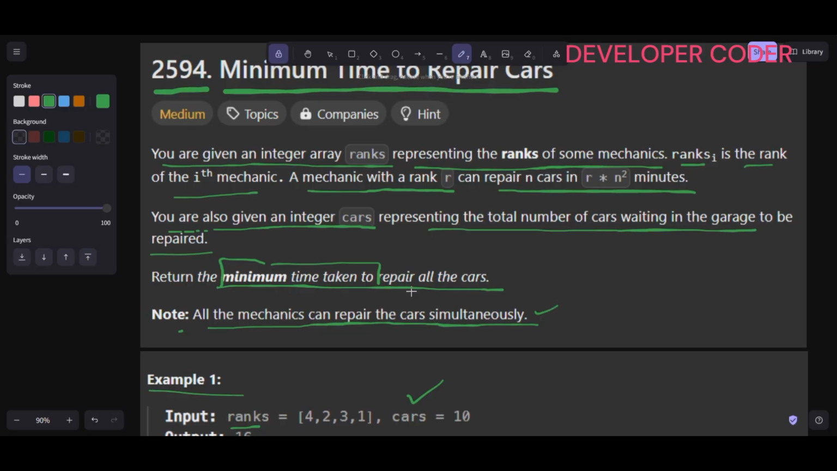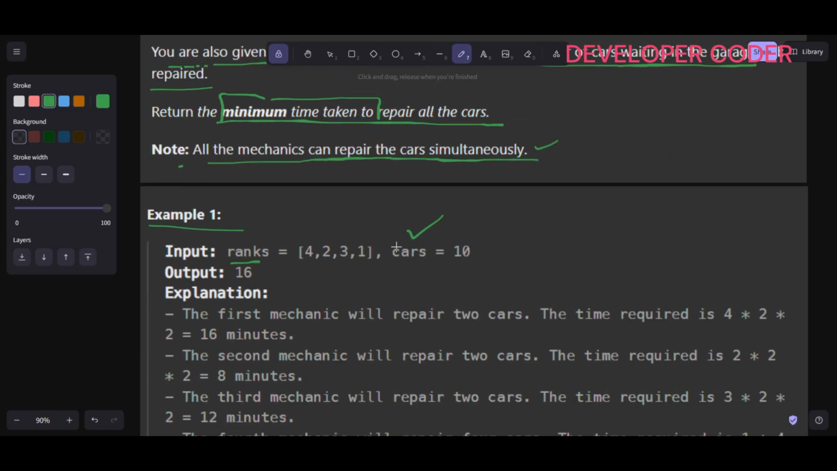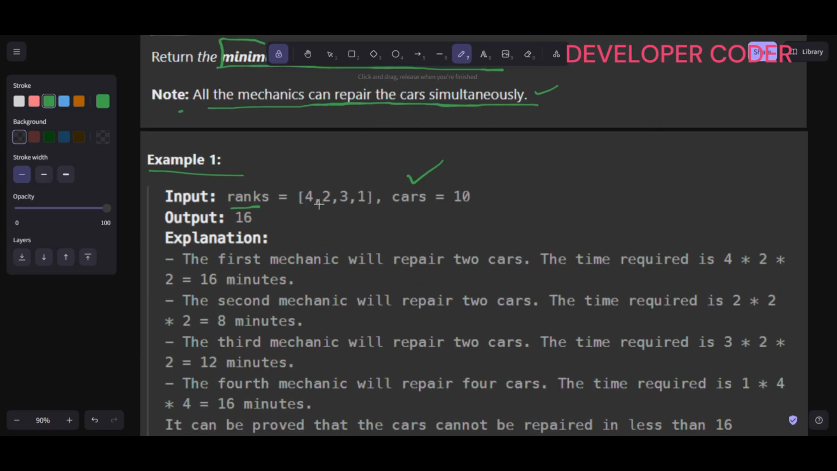Now see this example number one. We have these ranks 4, 2, 3 and 1, and total cars are 10 here. Why are we getting output 16? See, the first mechanic will repair two cars. The time required is rank into cars squared, so 4 into 2 into 2, that is 16 minutes.